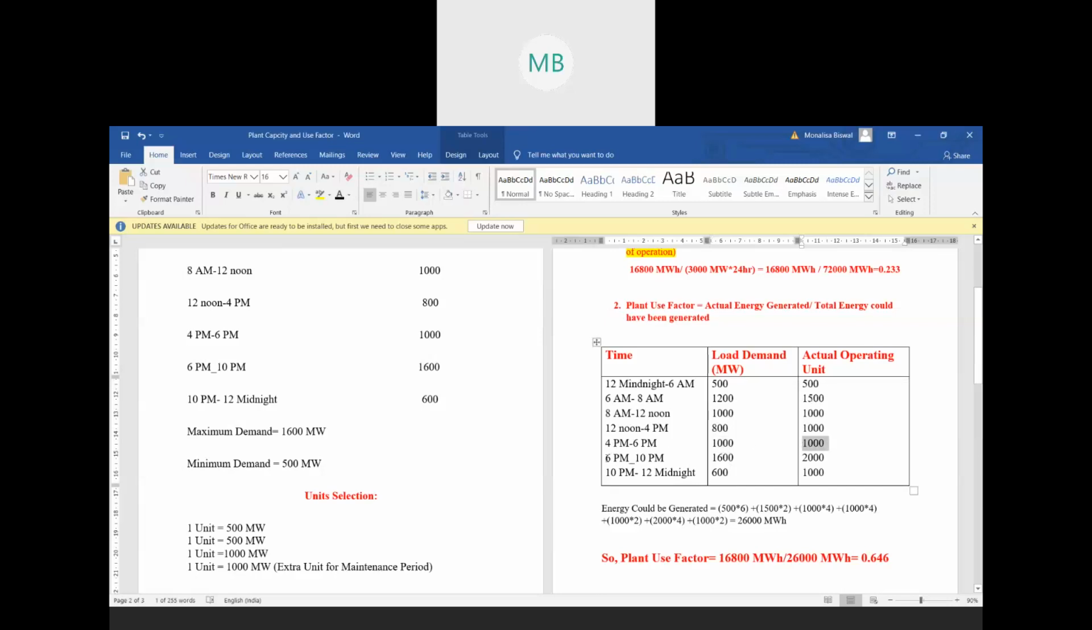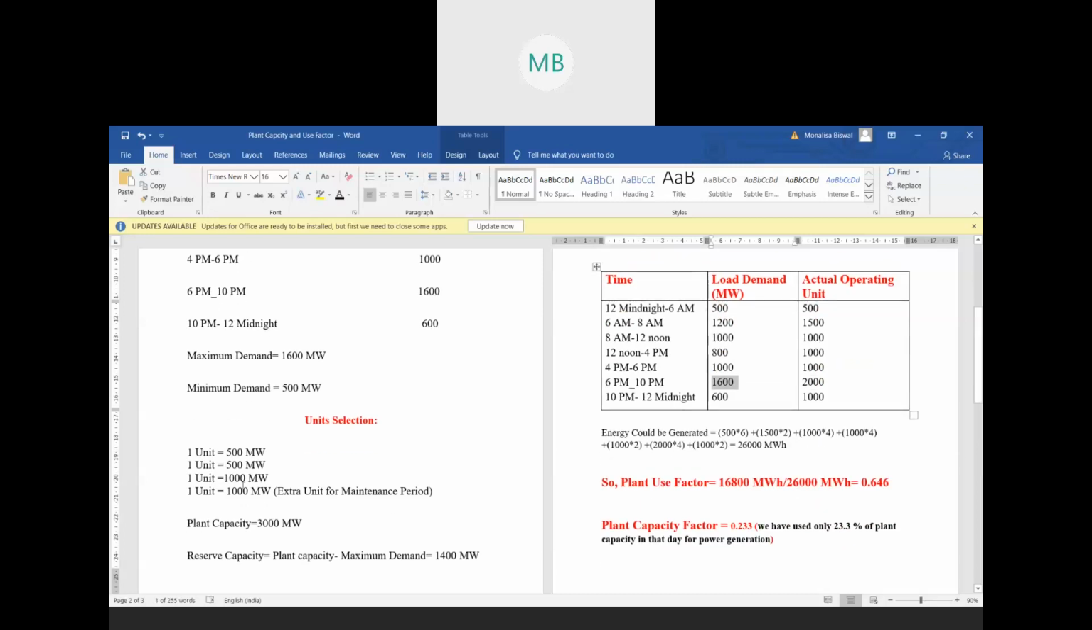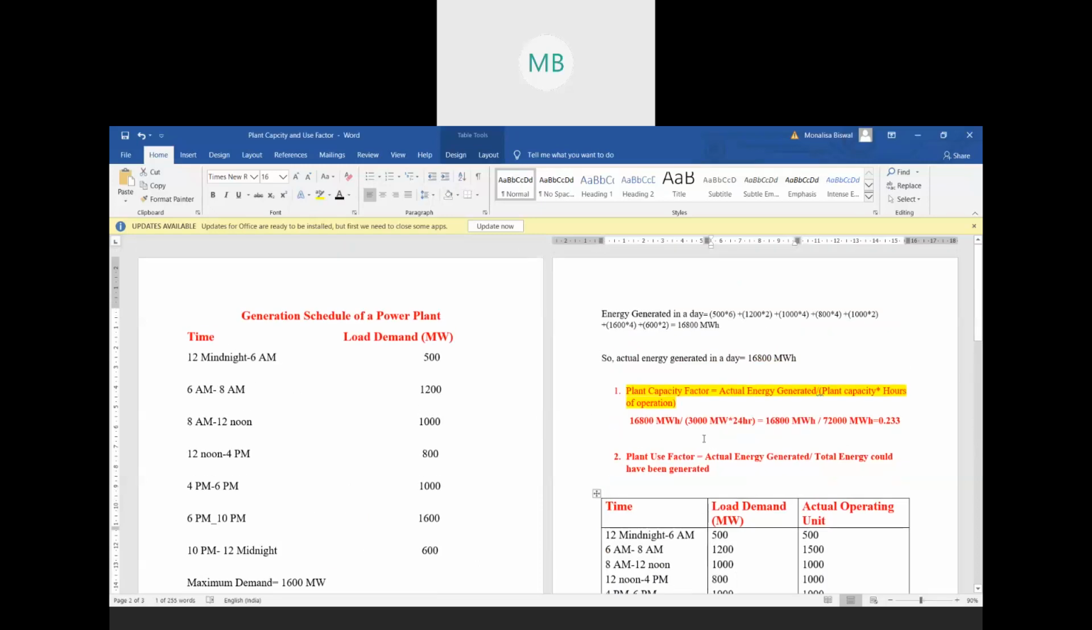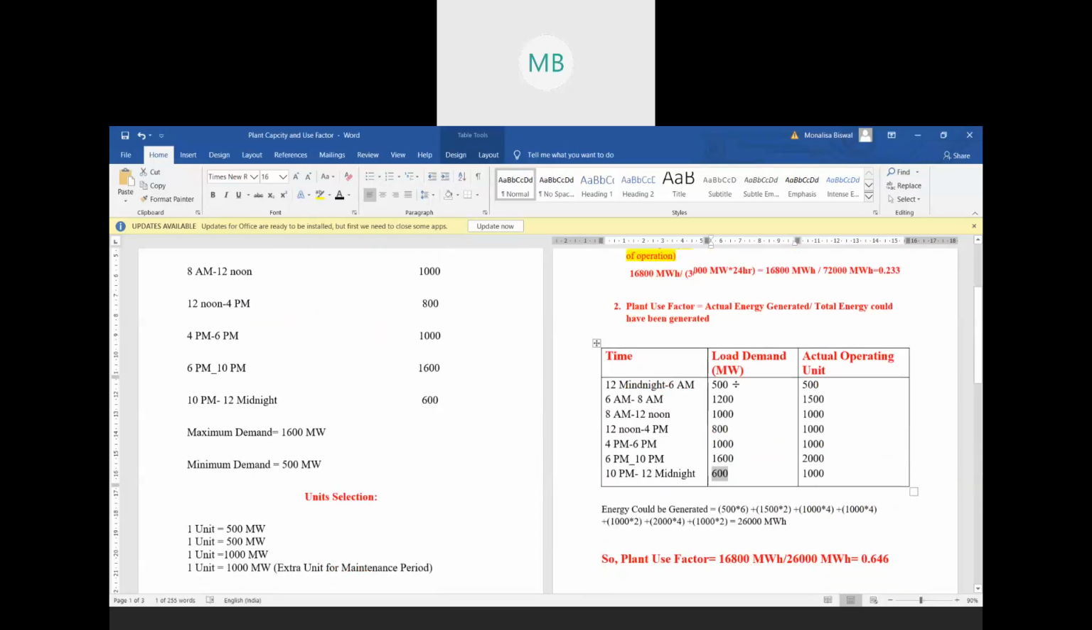Now from 6 to 10 p.m., the actual demand is 1600 megawatt, but I have to run two units of 1000 megawatt, or three units of 500, 500, and 1000 megawatt. So the maximum running capacity of that period will be 2000 megawatt. Again, from 10 p.m. to 12 midnight, the actual demand is 600 megawatt, but I have to run a 1000 megawatt unit. The actual energy generated during the day will be 16,800 megawatt hour.